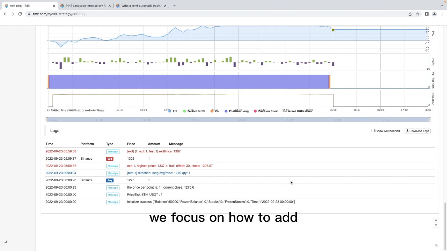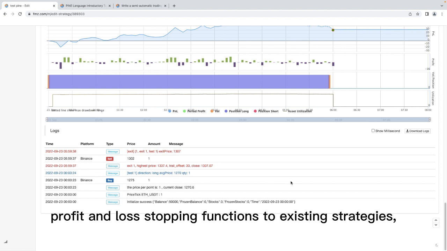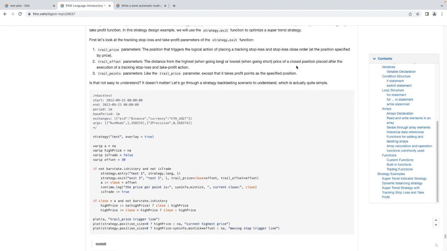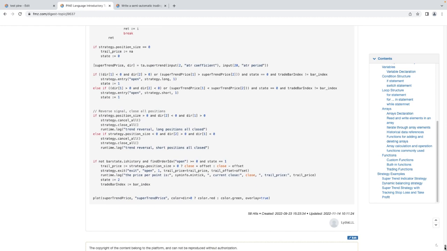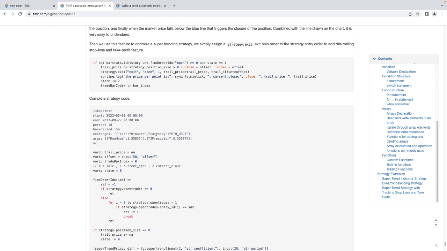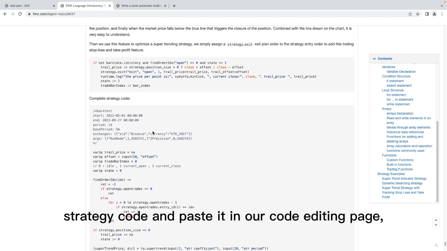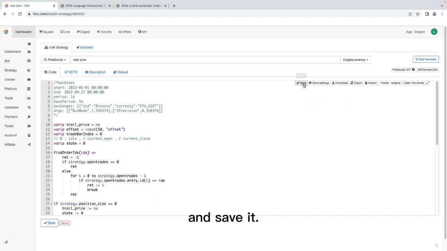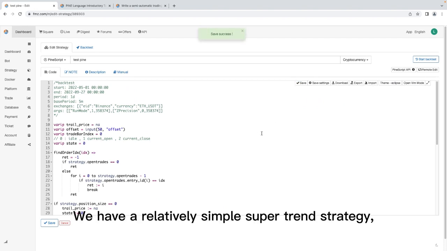In this lesson, we focus on how to add profit and loss stopping functions to existing strategies. If we have a relatively simple supertrend strategy, we can copy the last strategy code and paste it in our code editing page, and save it. We have a relatively simple supertrend strategy.